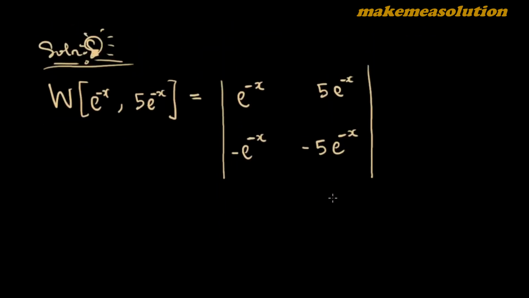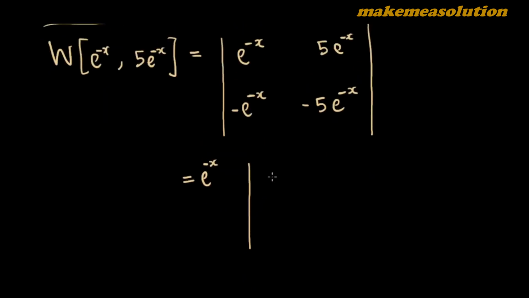Now if you observe very carefully, you will discover that you can actually factor out, because exponential minus x is repeating. So in the first column, exponential minus x is common, so I'll factor it out. Okay, so factoring out, you'll be left with 1 and minus 1. In the second column, it is also common, so you factor out exponential minus x, and you'll be left with 5 and minus 5.